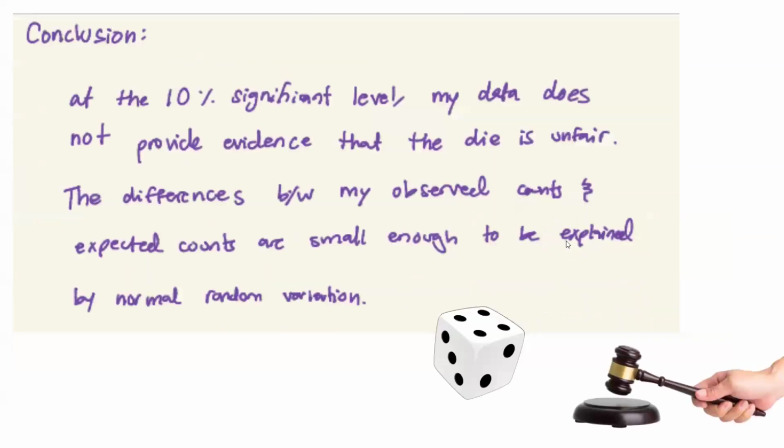So to conclude, what this all basically means is that at the 10% significance level, specifically alpha of 0.10, my data does not provide evidence that the die is unfair. This is not to conclude and prove that the die is fair. Rather, we're just saying we don't have evidence to say that the die is unfair. And this basically means that the differences between our observed outcomes for our 150 trials and the expected counts are small enough to be explained by normal random variation.